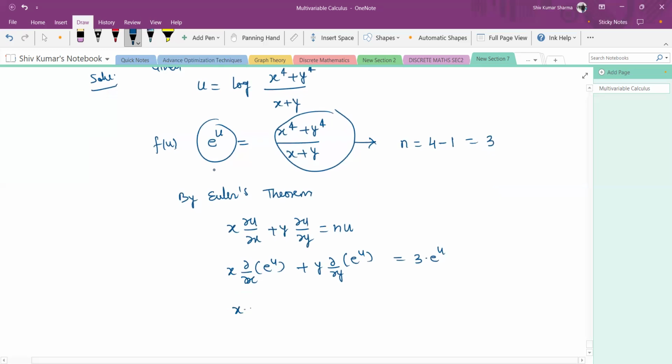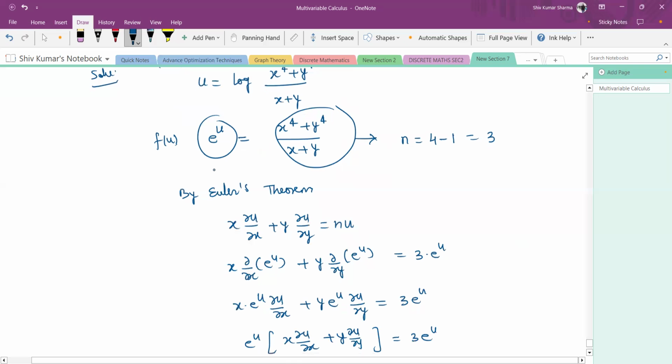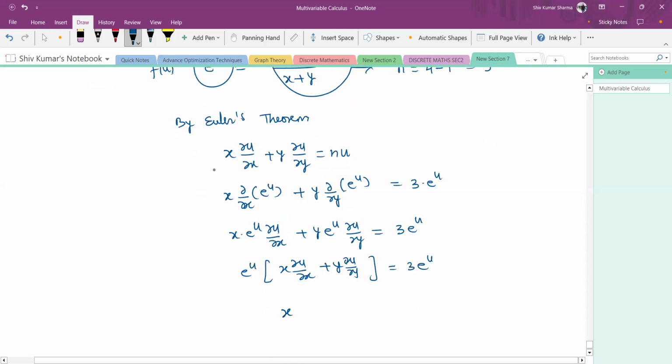So when we differentiate e raised to the power u with respect to x, this gives us x into e raised to the power u del u upon del x plus y e raised to the power u del u upon del y is equal to 3 into e raised to the power u. So here we take e raised to the power u as common. So we see that x del u upon del x plus y del u upon del y is equal to 3 into e raised to the power u upon e raised to the power u. So 3. Okay, so thank you.